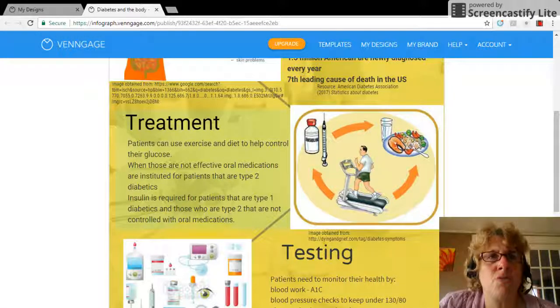Type 1 diabetics will always require insulin. With type 2, lifestyle changes are the first line of defense, starting with diet and exercise. If lifestyle changes are not effective, then medication is started, such as metformin. That's usually that first drug of choice.